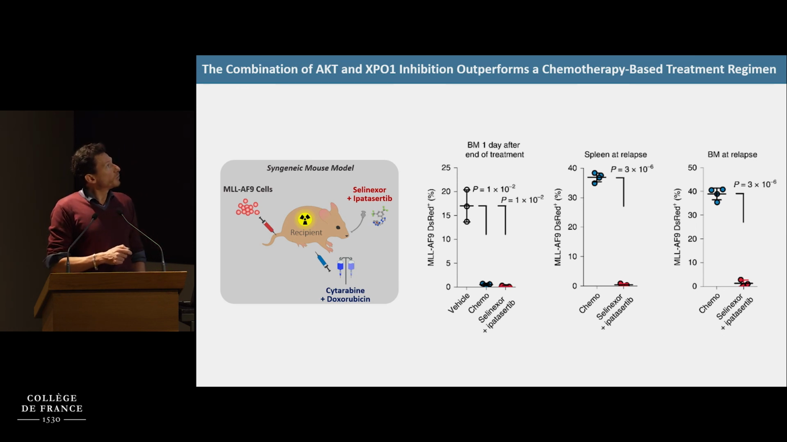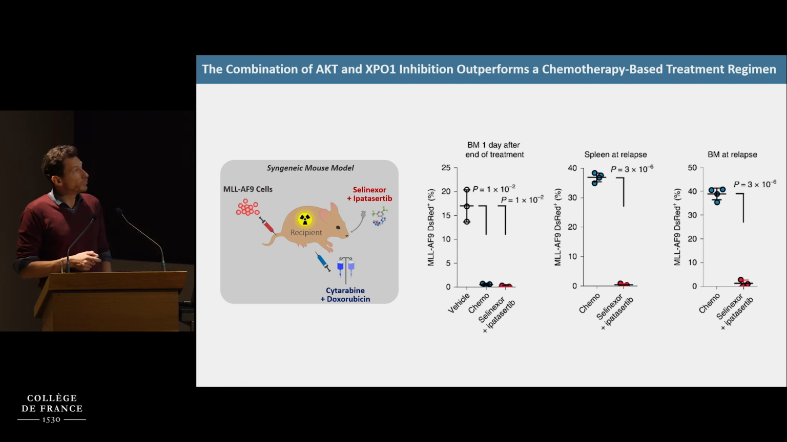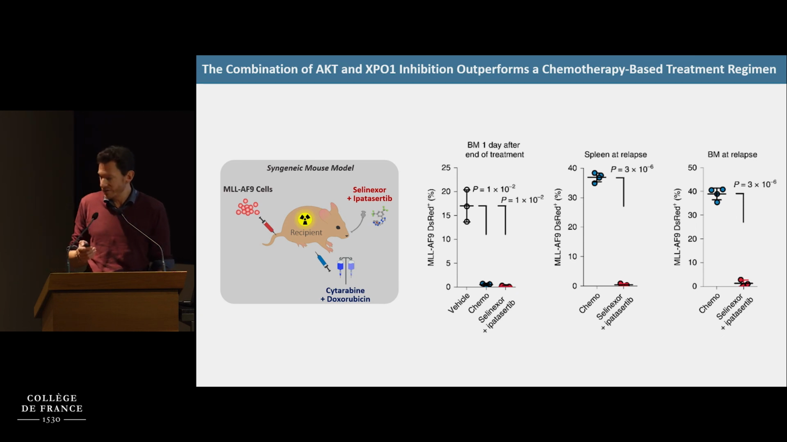So here we can see the results 1 day after the end of the treatment. We see, as expected, that the chemotherapy and the combination of selinexor and ipatasertib can achieve a very good remission in mice. But we are very happy to observe that at the time of relapse after chemotherapy treatment of the mice, the combination of selinexor and ipatasertib could still exhibit a pretty potent effect.